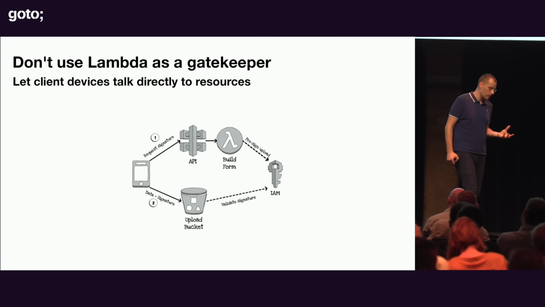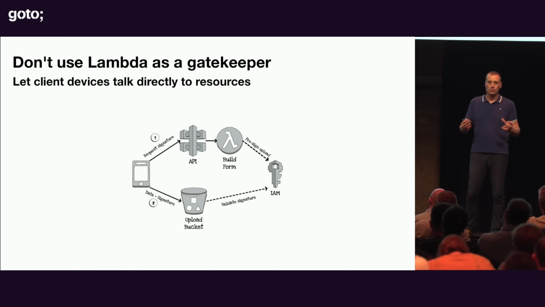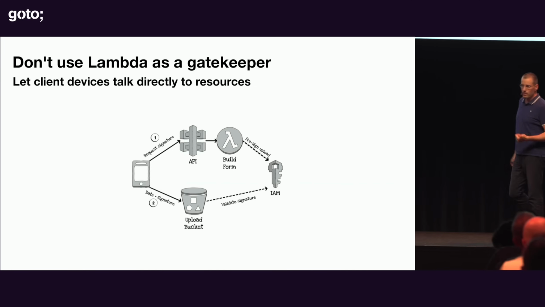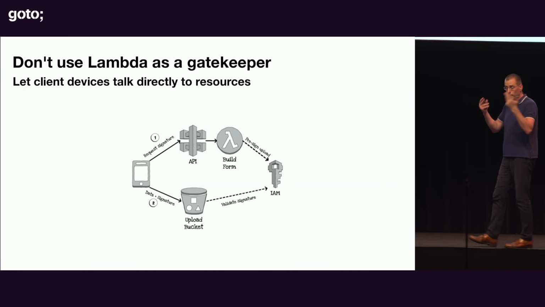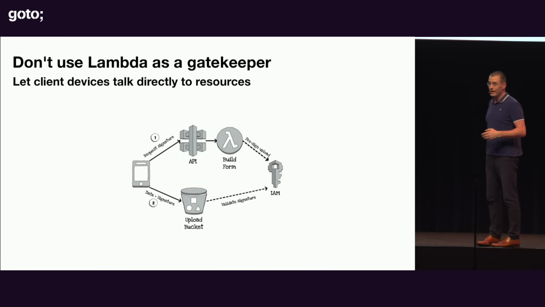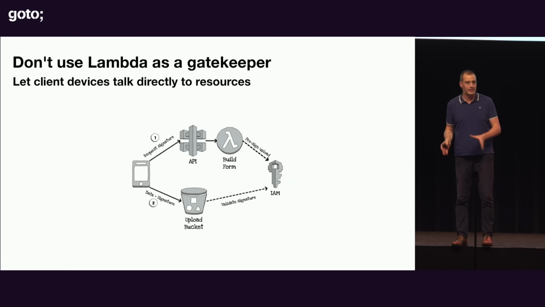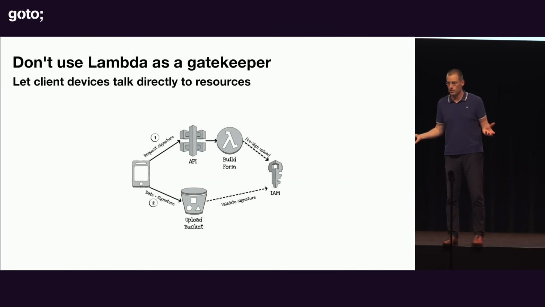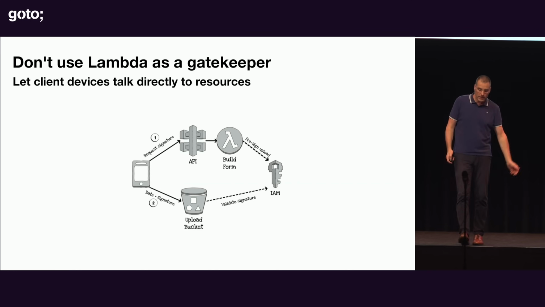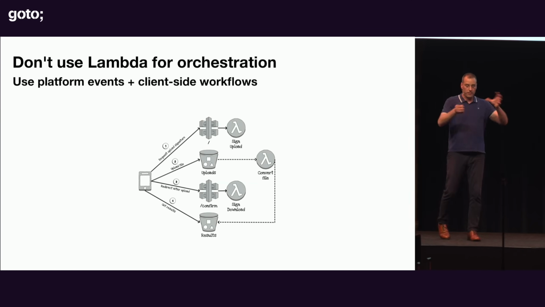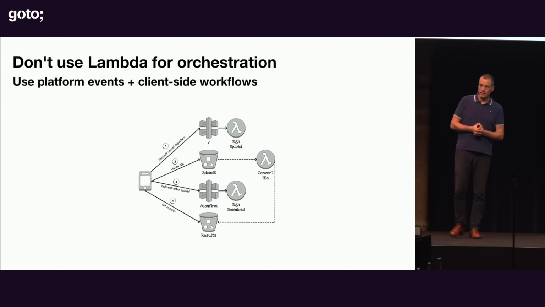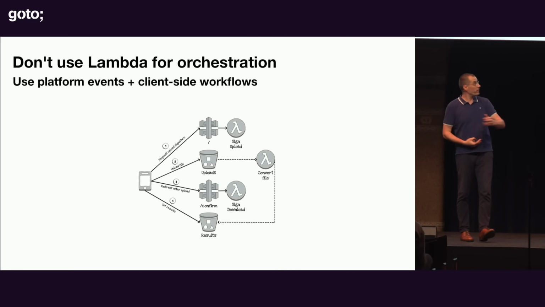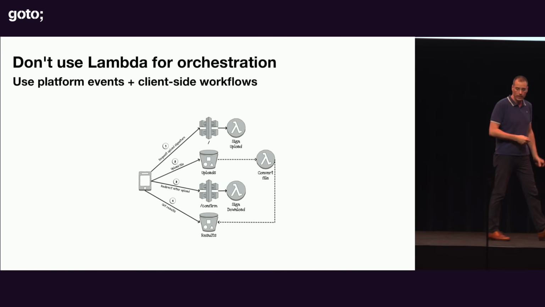Lambda is a universal glue on AWS, so almost anything can cause a Lambda function to start. You can do it by sending an email, you can do it by saving a file, you can do it by lots of different things. So you can configure S3 to say, whenever a file is uploaded to this prefix, or whenever a file is uploaded with this extension, call this Lambda function. So if the only thing that this thing in the middle is doing is orchestration, just don't worry about that. Use platform events.